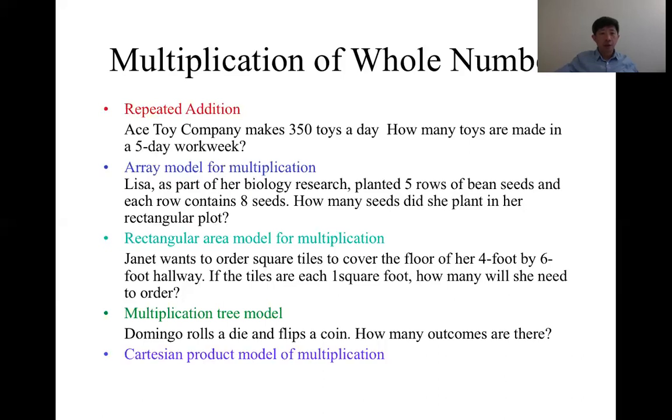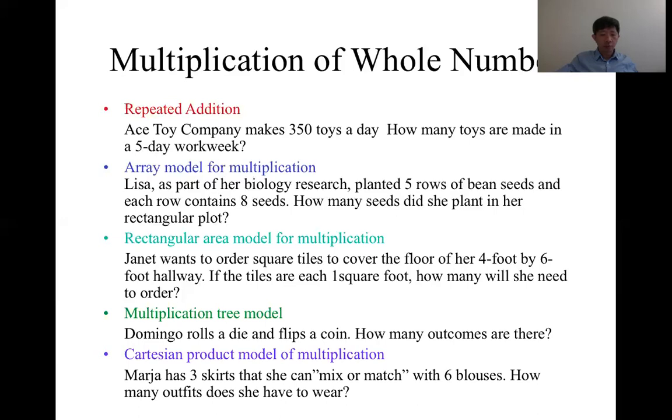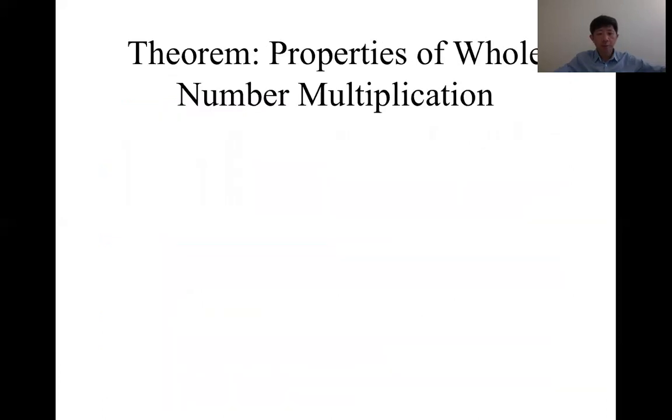Next, product model for multiplication. Here, Maya has 3 skirts that she can mix and match with 6 blouses. How many outfits does she have to wear? So we take 3 times 6. How many different combinations? It would be 18. Okay. All right, so those are examples of multiplication problems.